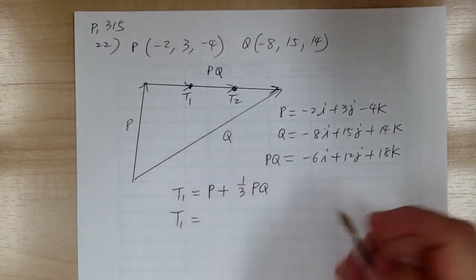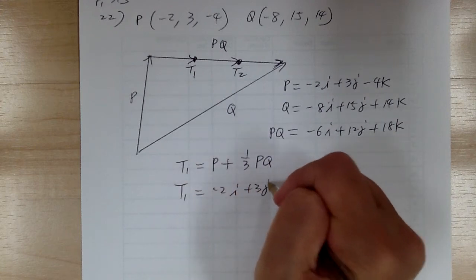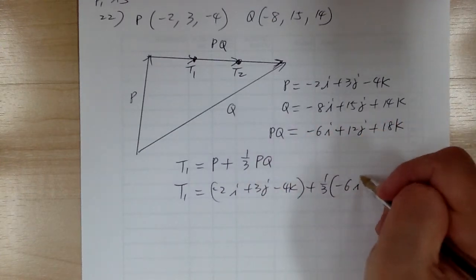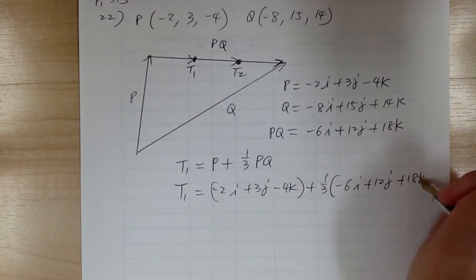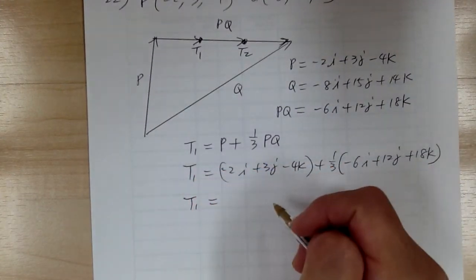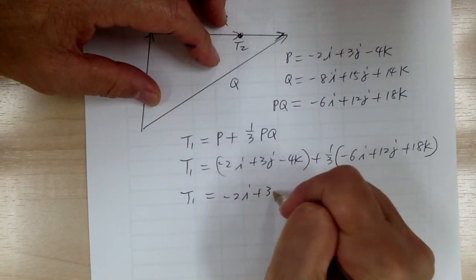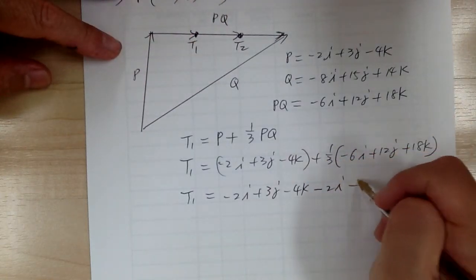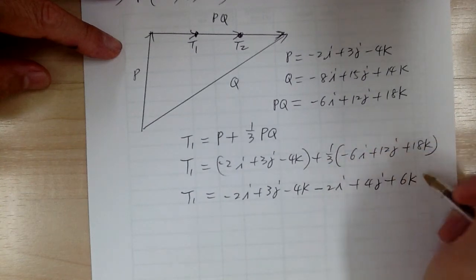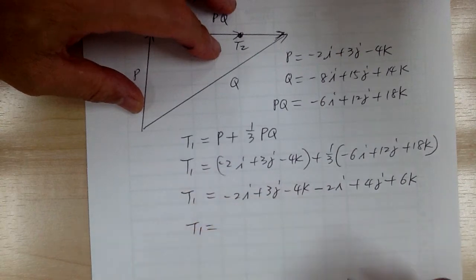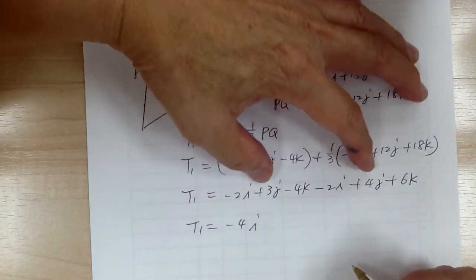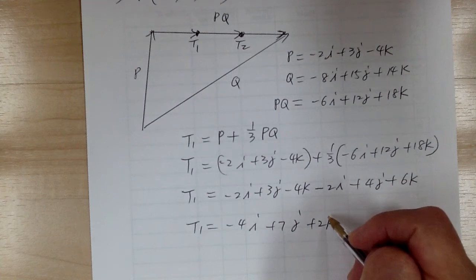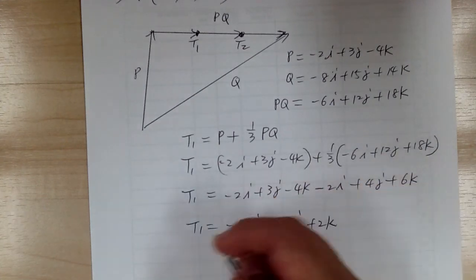Okay, so T1 equal to -2i plus 3j minus 4k plus 1/3, and PQ would be -6i plus 12j plus 18k. So T1 equal to, go and work things out. So -2i plus 3j minus 4k, distribute. So you're going to get -2i, distribute plus 4j, distribute plus 6k. And then you go and work out the math. So T1 equal to -4i plus 7j plus 2k.